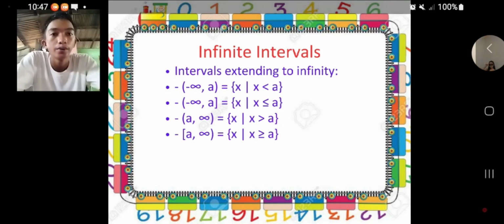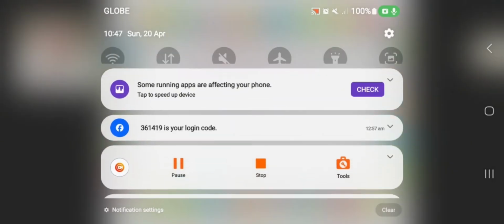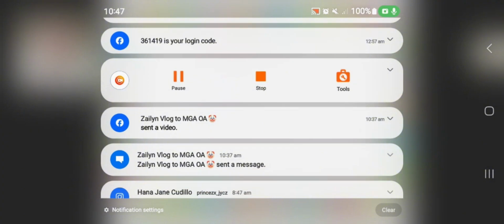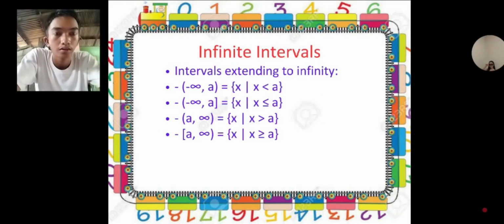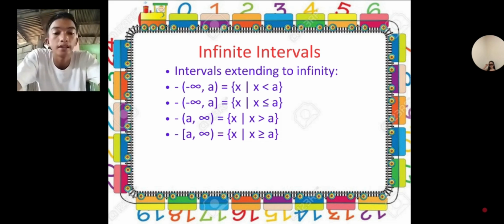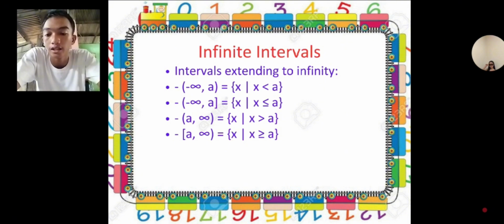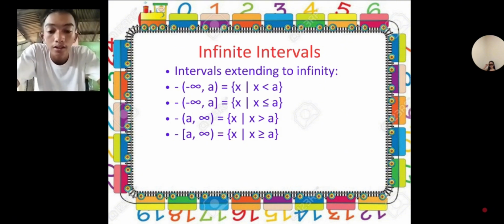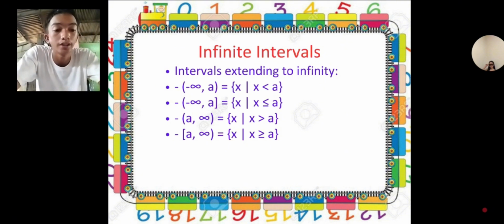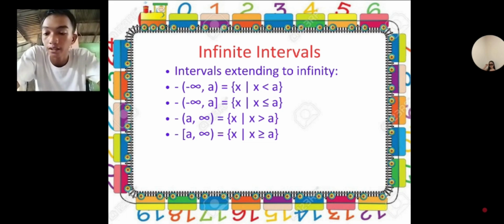So we have now infinite intervals, intervals extending to infinity. Recall that infinity is the symbol ∞. It is not a number, it represents the concept of unboundedness. The notation uses parentheses to denote exclusion of the endpoints and square brackets to denote inclusion.